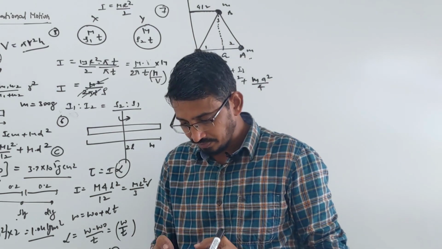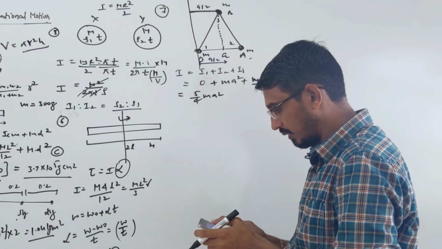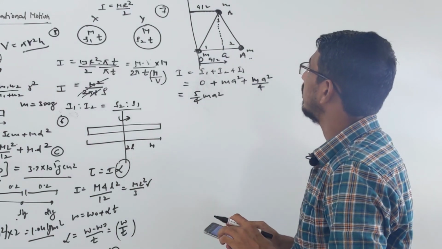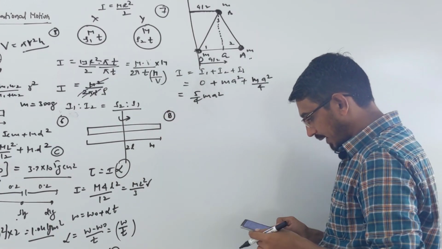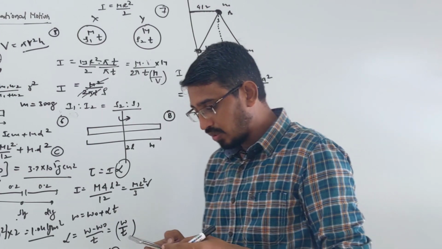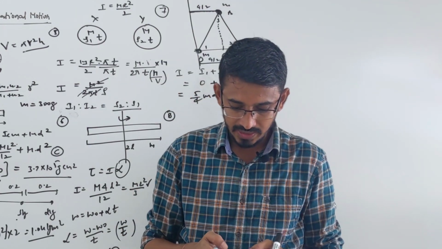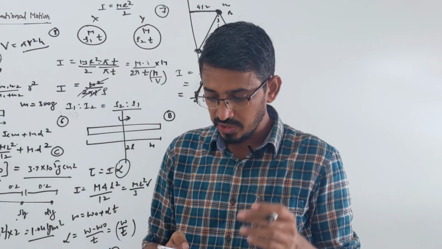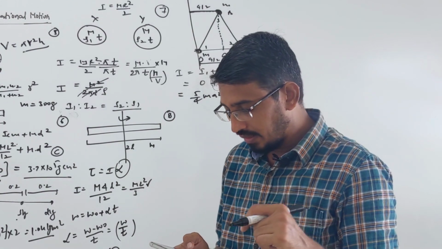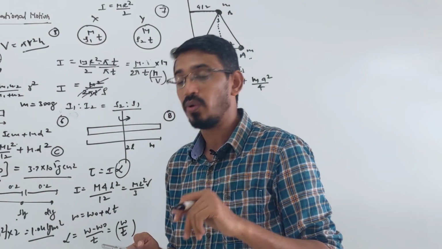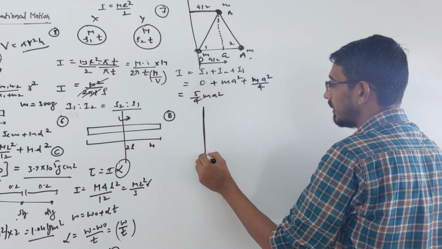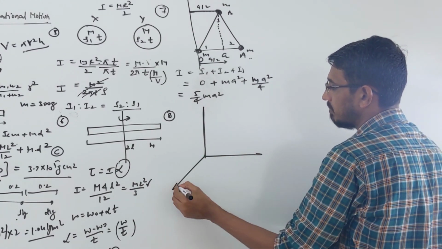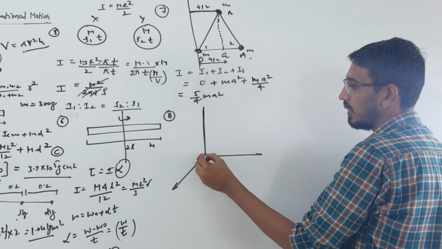So question number 7, the third option is the correct one. Moving to question number 8, and it says that three identical rods, each of length L and mass M, are placed along x, y and z axis in such a way that one end of each of the rods is at the origin. Three rods are placed, one in x direction, one in y direction, one in z direction, means like that way. You cannot show it on the board, so like that way.